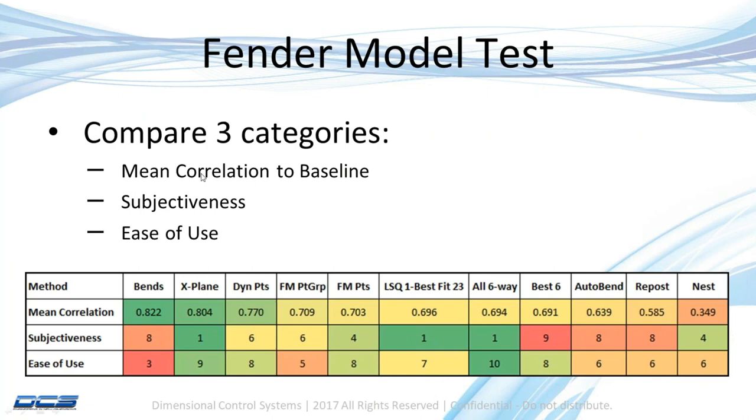We compared it in three categories. The first one was the mean correlation to the baseline, again being the compliant modeler results. And then also internally at DCS, we scored each of these based on their subjectiveness and their ease of use. So if you have a high subjectiveness score, it means it's a very subjective move. And if you have low ease of use, it means it's very challenging for a user to use. We believe that the X-plane move, while being second in accuracy to using bend planes throughout, the bend planes are very subjective and also very challenging to use, whereas the X-plane is very simple and very easy to use for new users specifically, and all users.